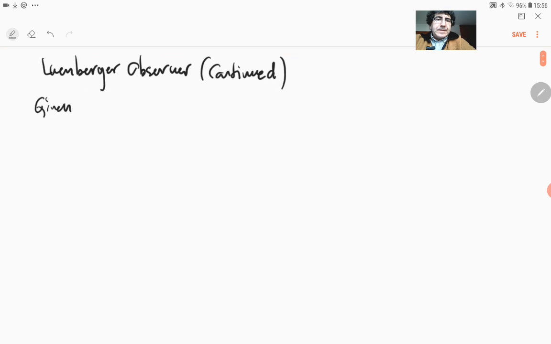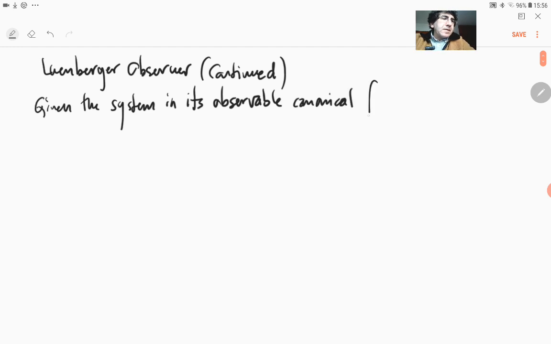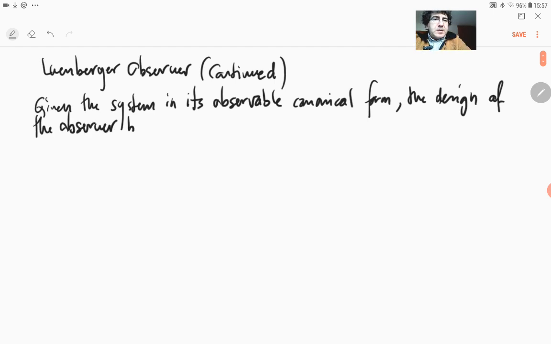Given the system in its observable canonical form, the design of the observer becomes relatively easy or trivial, let's say. Okay, trivial.